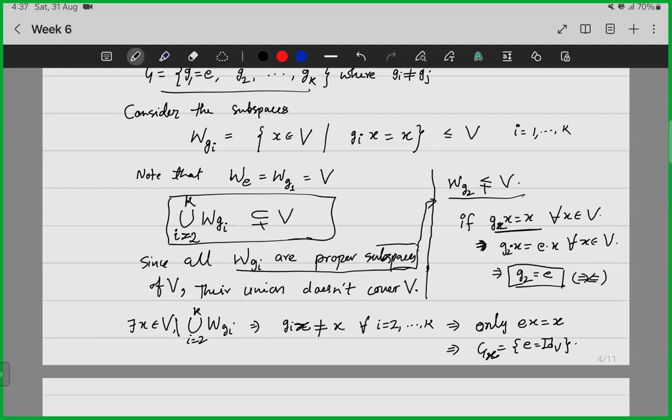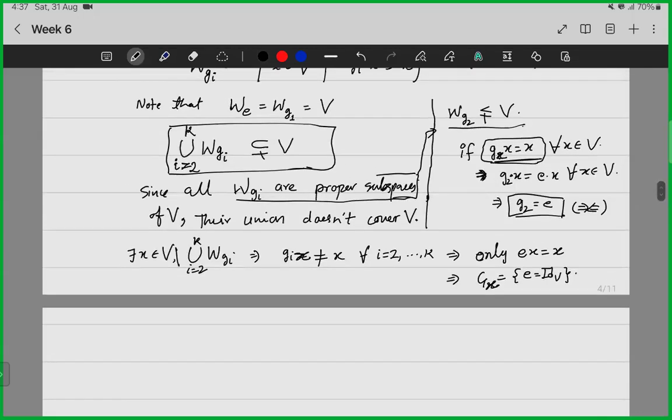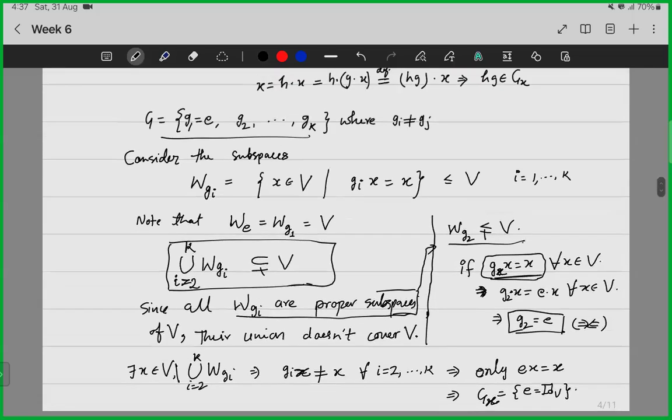Good. If g2 and e are different maps, then they should disagree at some point. If g2 and e are matching everywhere, then g2 should be equal to e. That is a contradiction. That's how we have shown W_g2 is proper. And similarly, W_gk is also proper because gk is not e. Then their union will not cover V. This also requires a proof of why their union will not cover V. So that is different.